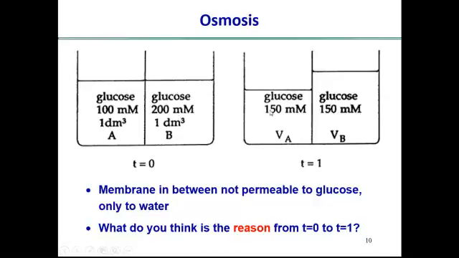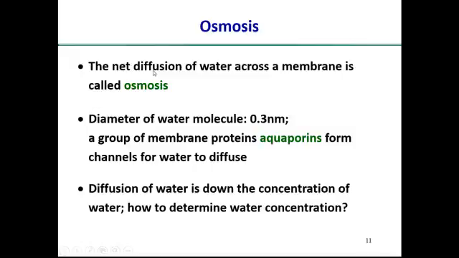That's why the water moves from the left side to the right side, and that's how we get to time equals 1, when it's equilibrated and balanced. The right side has more water volume. So this is the basis of osmosis. Osmosis, by definition, is the net diffusion of water across a membrane, and the direction of movement is from the higher concentration of water towards the lower concentration of water.